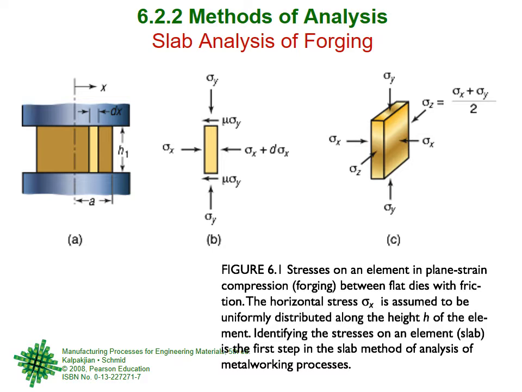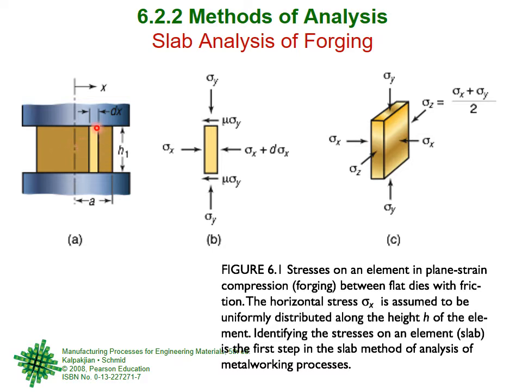And the first method, which we will be using mostly, is called slab analysis of forging. Slab analysis. So here you see we are showing you the actual thing. There is the upper die in open die forging, there is the lower die, there is this material. This material could be a cylindrical round billet, or this could be a rectangular shape. We are assuming here that this is a square or a rectangular block.